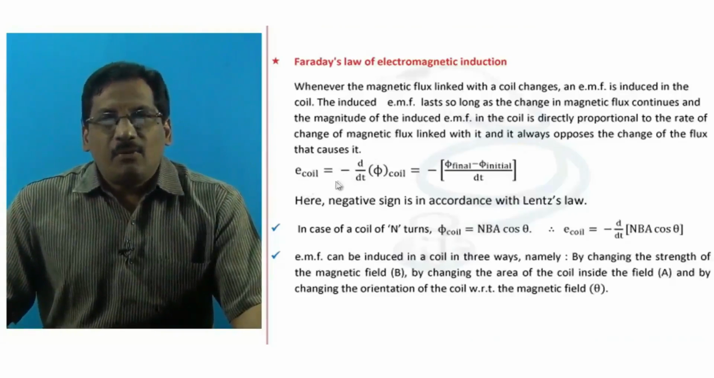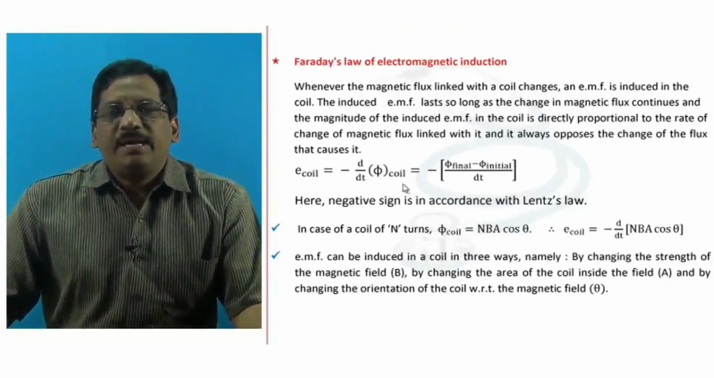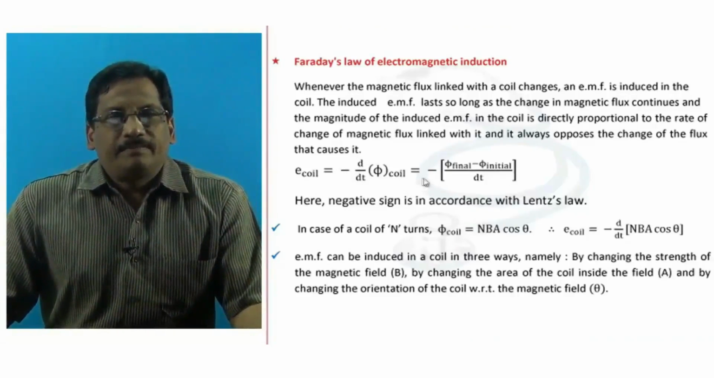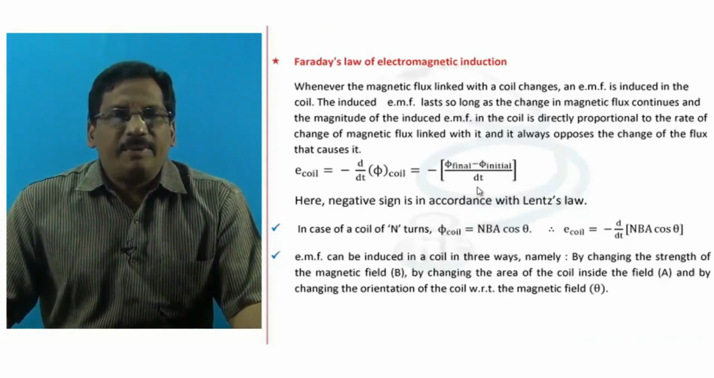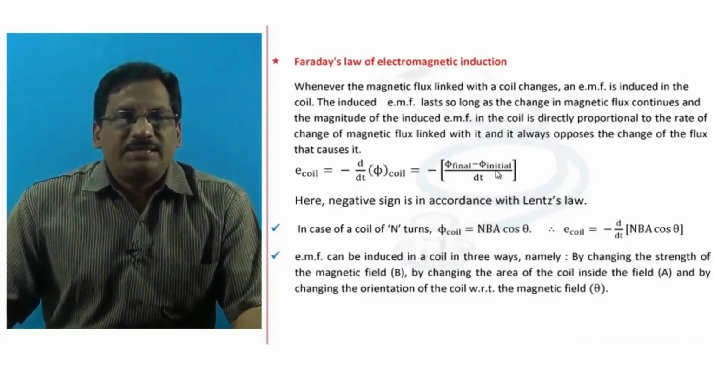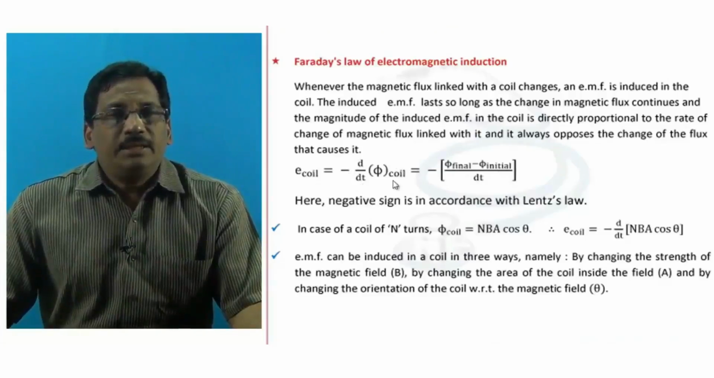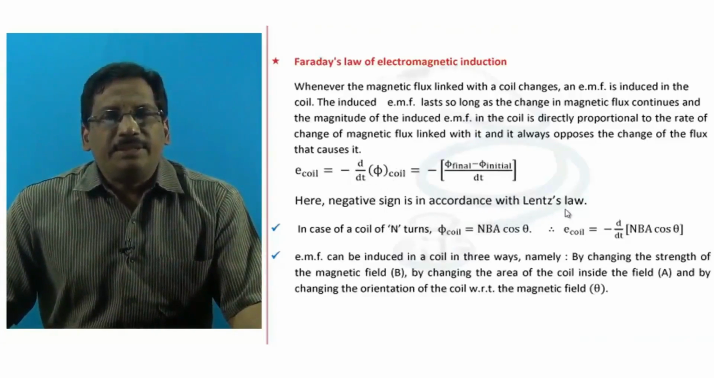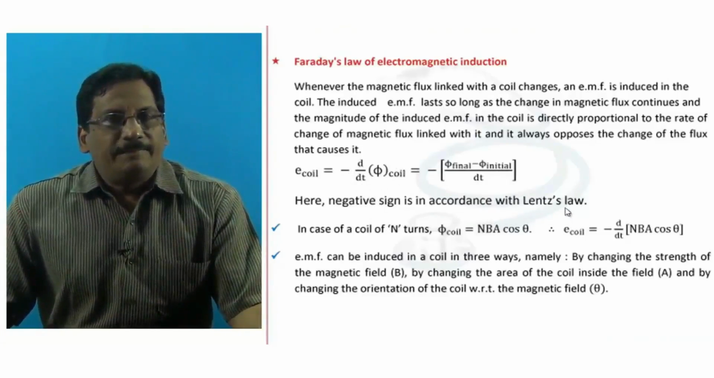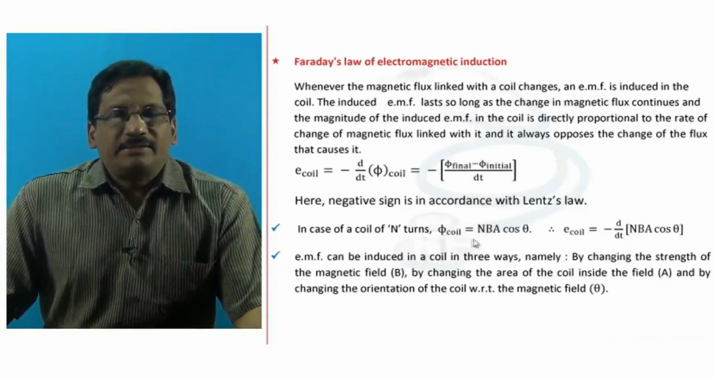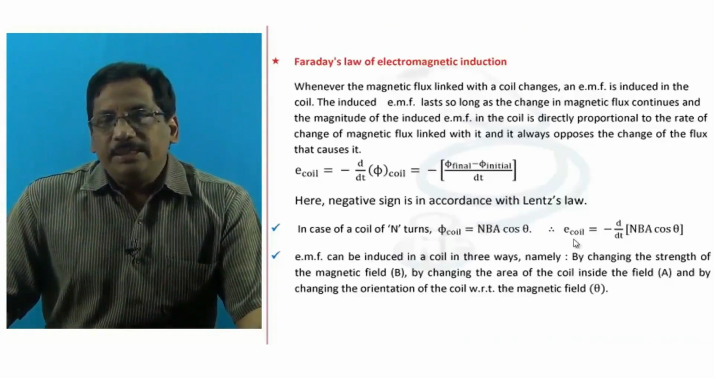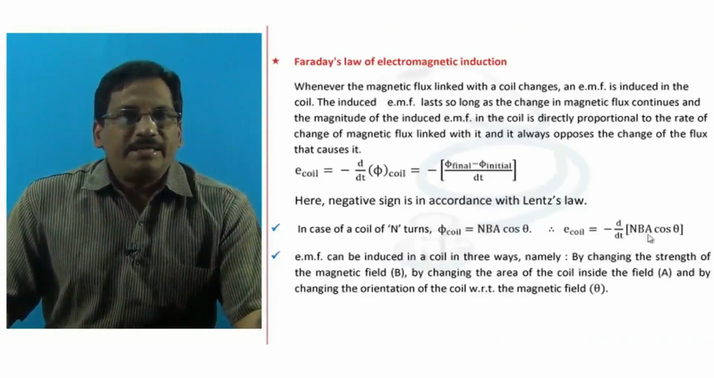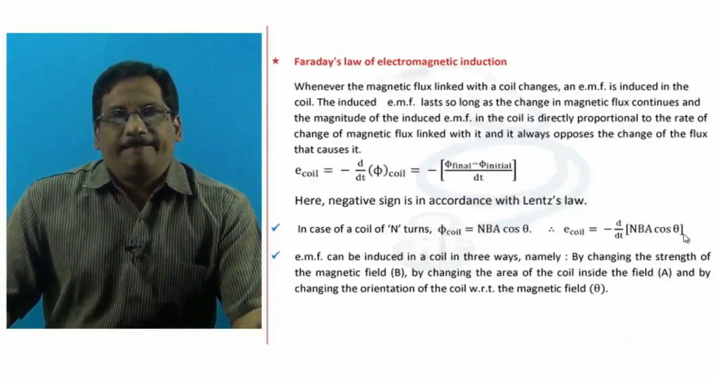So EMF of the coil is equal to minus d by dt of phi coil, that is equal to minus of the final flux linked with the coil minus the initial flux linked with the coil, divided by the time interval in which that change has taken place. Here in this expression, the negative sign is in accordance with Lenz's law. So in case of a coil of N turns, phi coil we know is NBA cos theta. Therefore, the EMF induced in the coil is equal to minus d by dt of NBA cos theta.